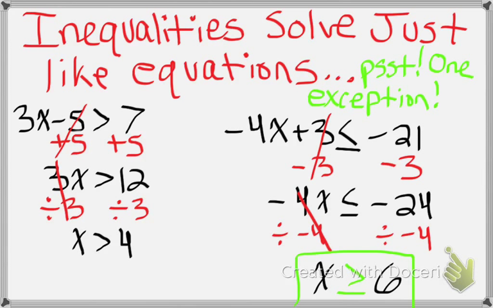So you can always check these. But the special rule I want you to keep track of is that the inequality flipped simply because we multiplied or divided both sides by a negative number.